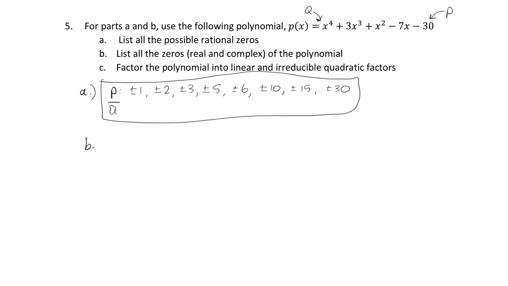Now for part B, to find the zeros of this polynomial, we need to start with this list of possible rational zeros and do synthetic division. So we start with positive 1, and then for synthetic division, remember we're just using the coefficients of each term, and if there's a term missing, we have to put a 0 in its place. So remember these numbers are just the coefficients from here. And we do the synthetic division algorithm.